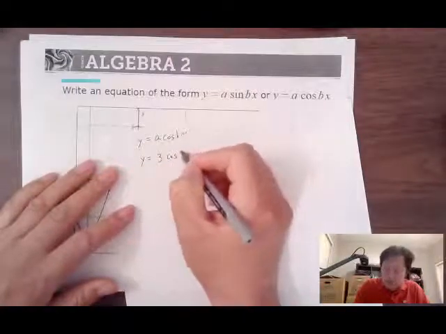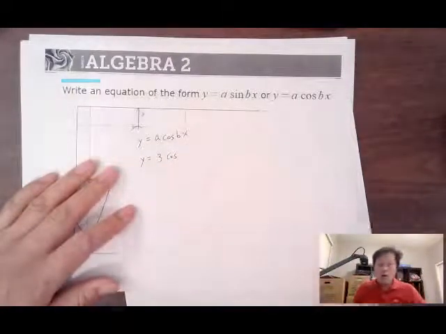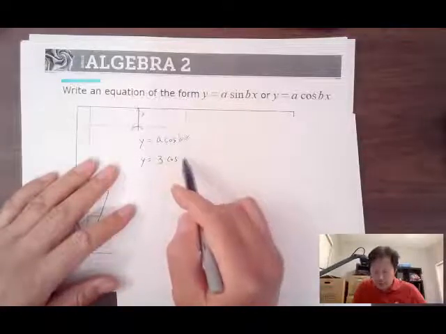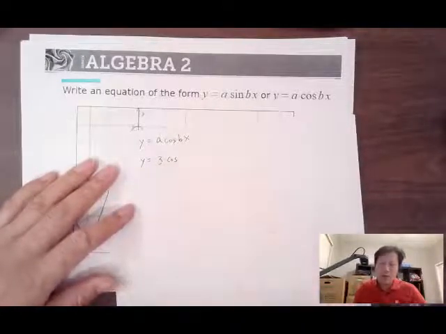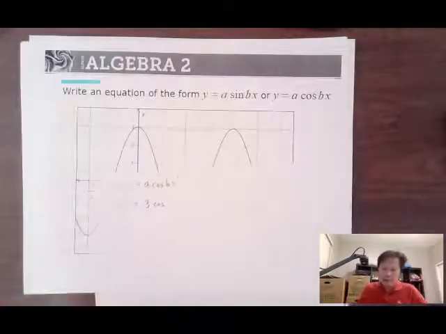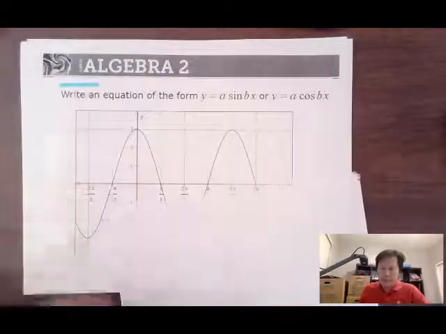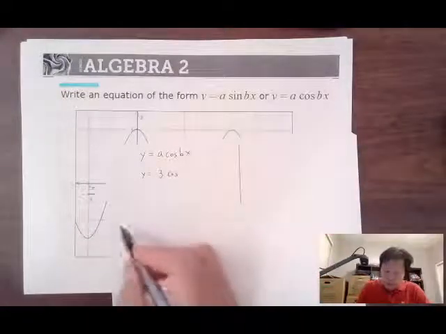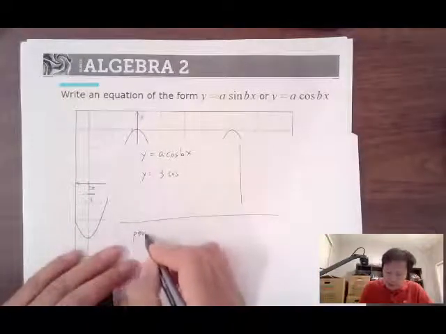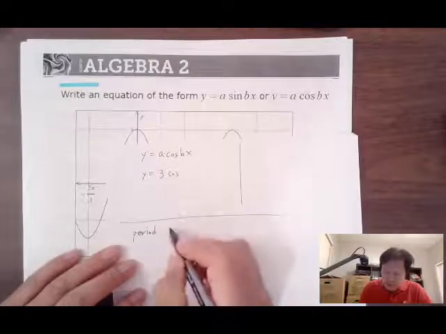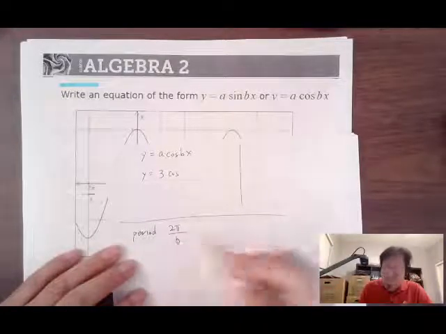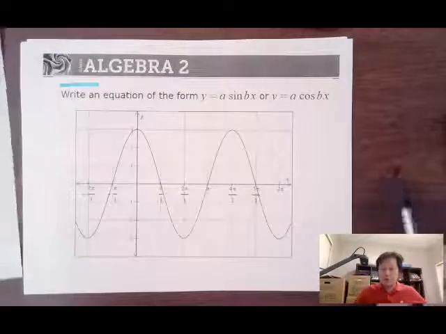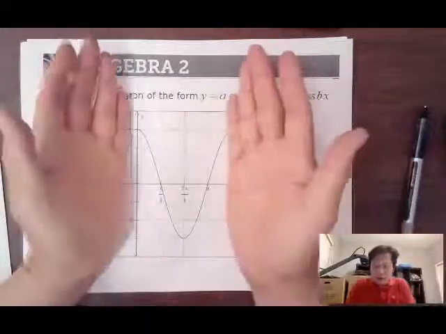So as you noticed, all we need to find is the value of b and just plug it in and we are done. How do we find the value of b? Value of b is related with the period. If you remember, the period formula is 2 pi over b. That is the period formula. What is a period? Period is the horizontal length of one cycle.